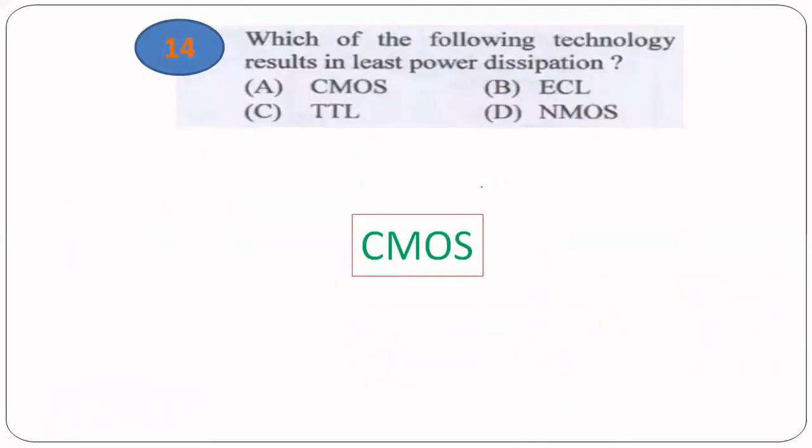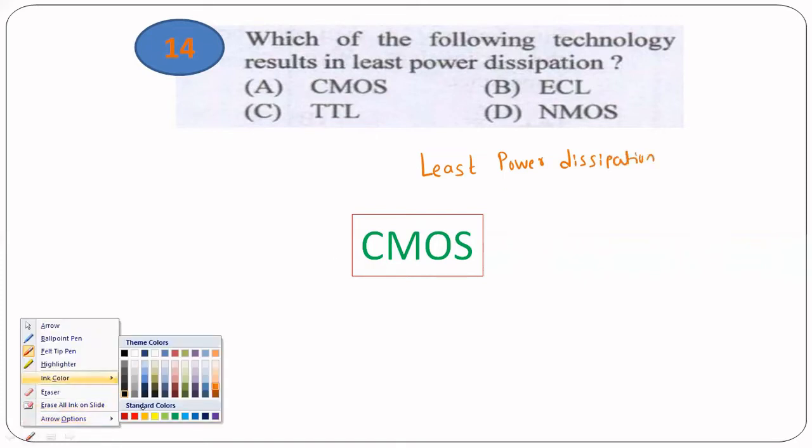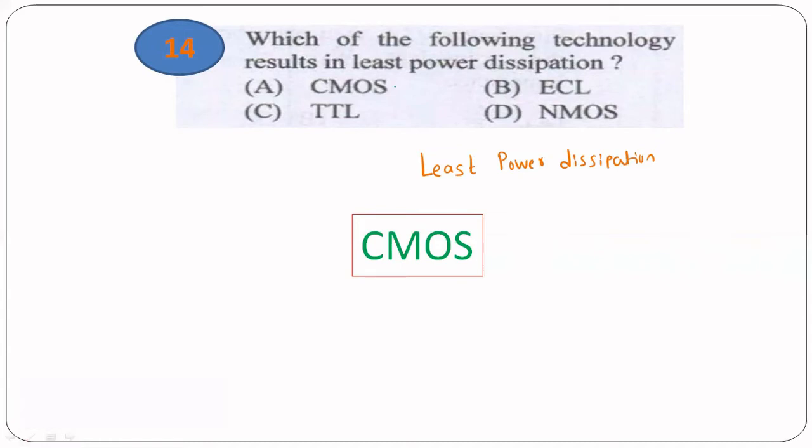Which of the following technology results in least power dissipation? As regards least power dissipation, it is always the CMOS family which consumes very less power.